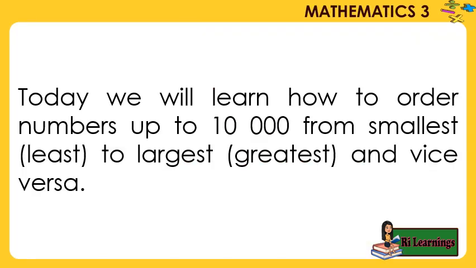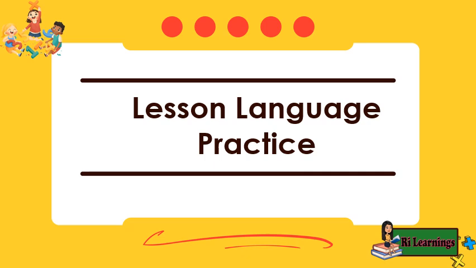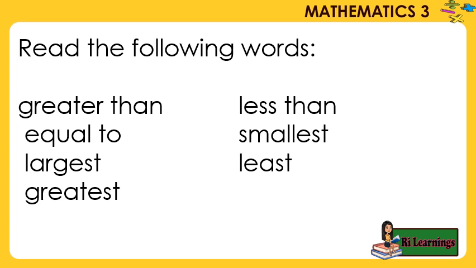Today we will learn how to order numbers up to 10,000 from smallest, least, to largest, greatest, and vice versa. Read the following words: greater than, less than, equal to, smallest, largest, least, greatest.